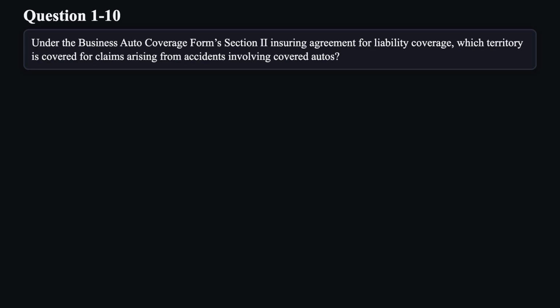Question 10. Under the Business Auto Coverage Form, Section 2, Insuring Agreement for Liability Coverage, which territory is covered for claims arising from accidents involving covered autos?